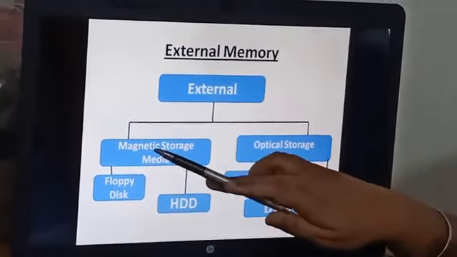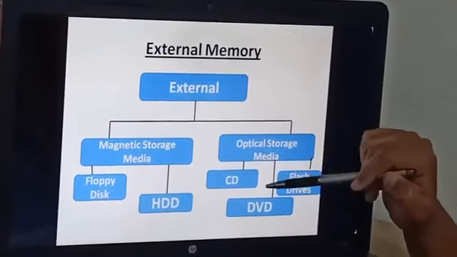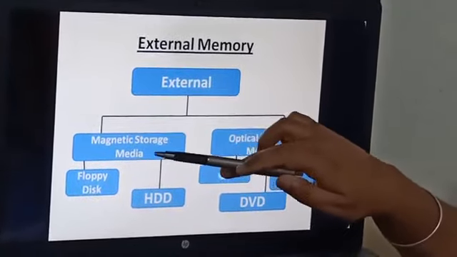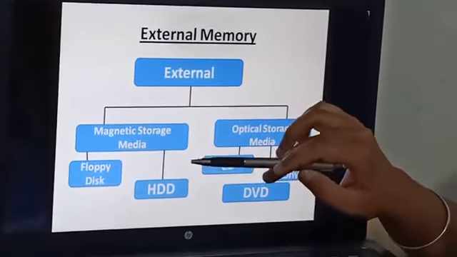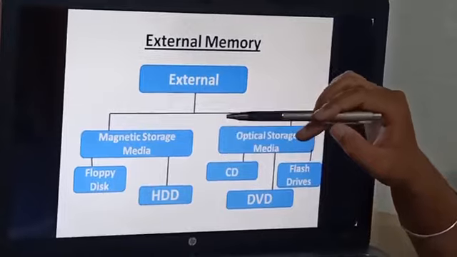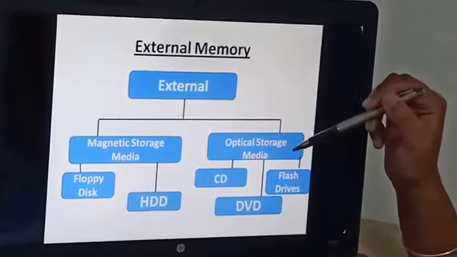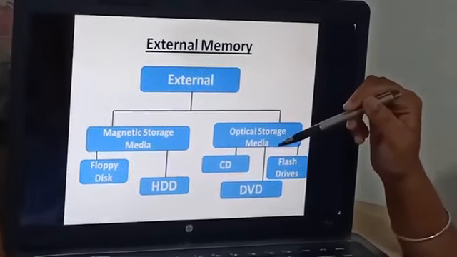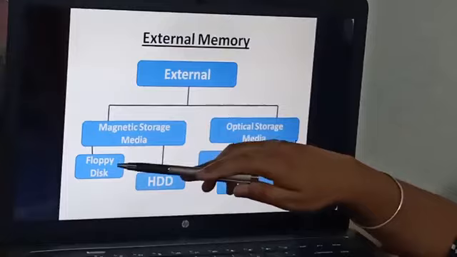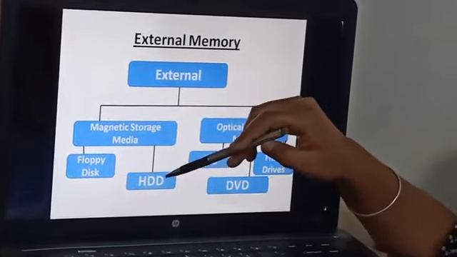External memory is of two types, magnetic storage media and optical storage media. As the name suggests, magnetic storage media means those storage media which use the electromagnetic technique to store your data, to retrieve your data or to access your data. Optical storage media is the one which uses optics or laser techniques to store or access your data. The magnetic storage media has two examples, floppy disk and hard disk drive.